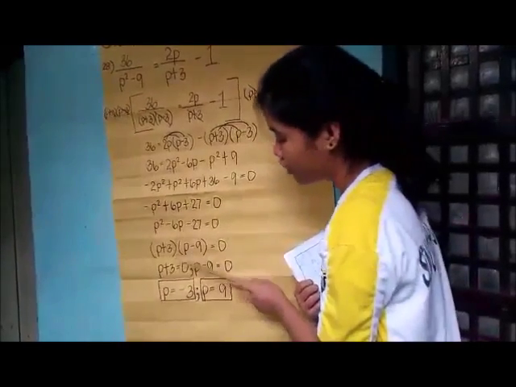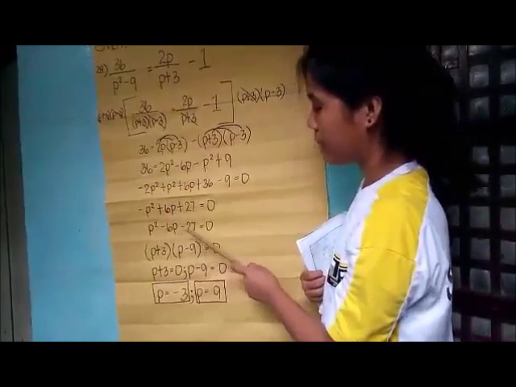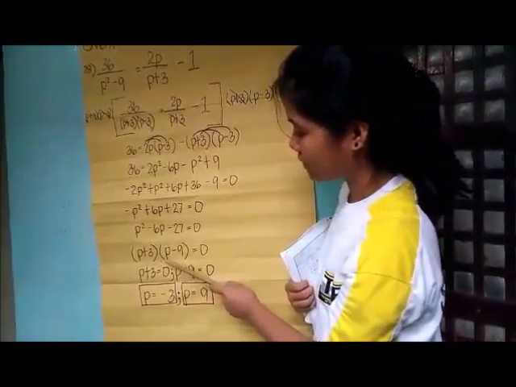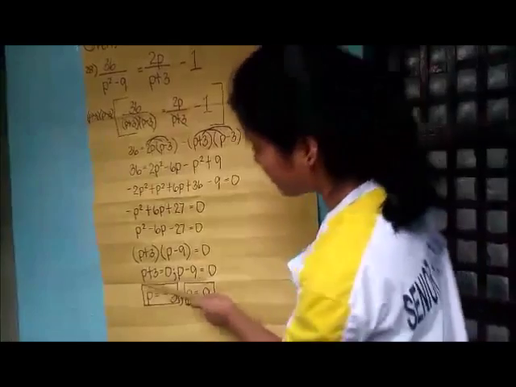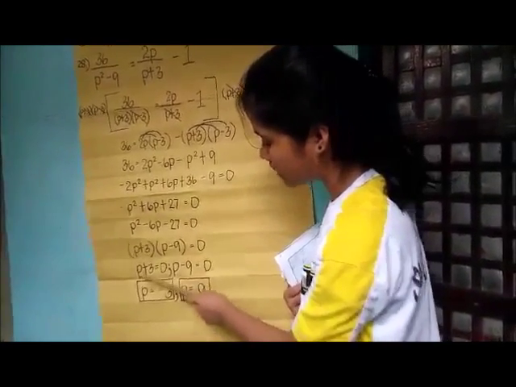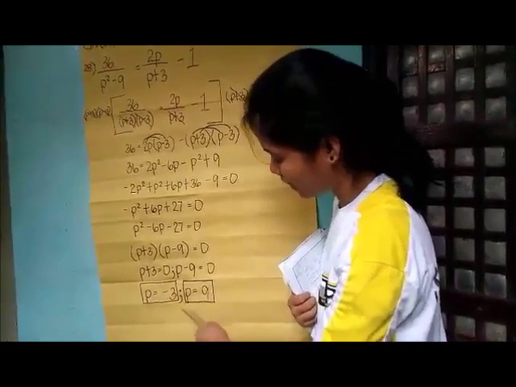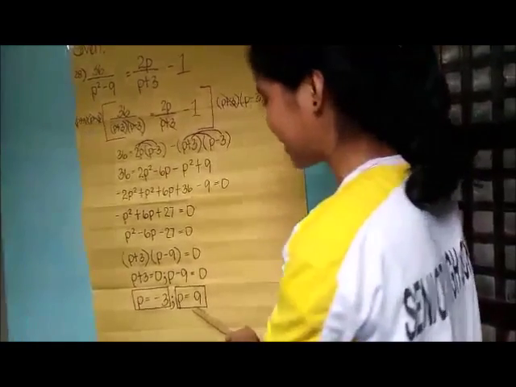Kailangan natin i-factor itong p squared minus 6p minus 27 equals 0. Magiging quantity p plus 3 times quantity p minus 9 equals 0. P plus 3 equals 0, p minus 9 equals 0. Dahil positive siya, magiging sagot negative 3. P equals negative 3. Dahil negative siya, magiging positive 9 ang sagot, at ang sagot ay p equals 9.